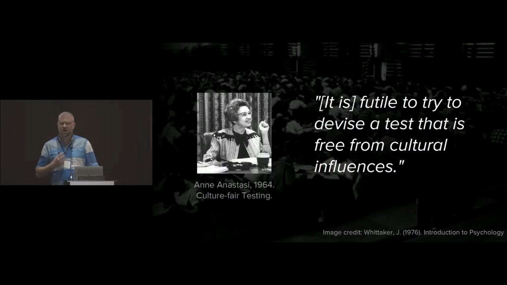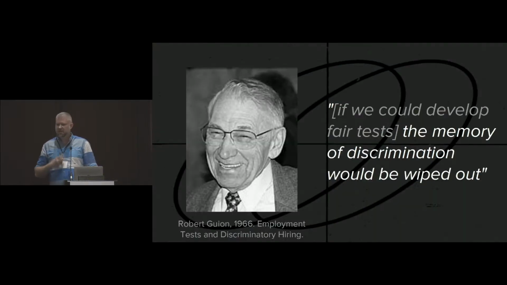And we see discussion about an awareness of the fact that tests contain cultural assumptions and the impossibility of removing cultural influences from tests. Anastasi wrote that maybe the best we can hope for is tests that presuppose experiences that are common to cultures. And nevertheless, we see this optimism as well of the period, such as by Robert Guion, who believed that if we could develop fair tests, we could break down barriers to economic opportunity, and so the memory of discrimination, he believed, would be wiped out.